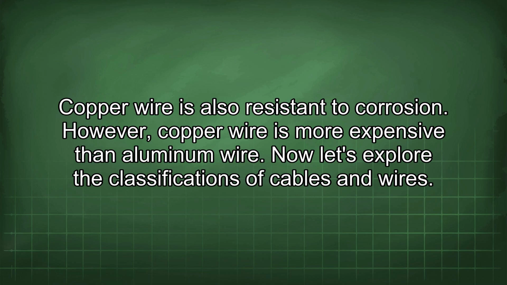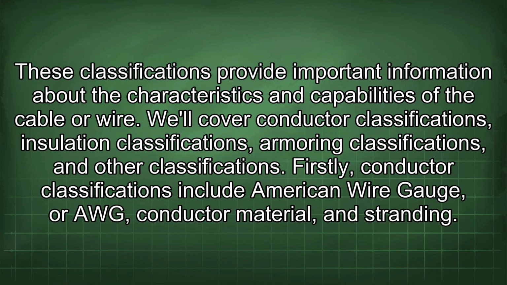Now let's explore the classifications of cables and wires. These classifications provide important information about the characteristics and capabilities of the cable or wire. We'll cover conductor classifications, insulation classifications, armoring classifications, and other classifications. Firstly, conductor classifications include American wire gauge, or AWG, conductor material, and stranding.